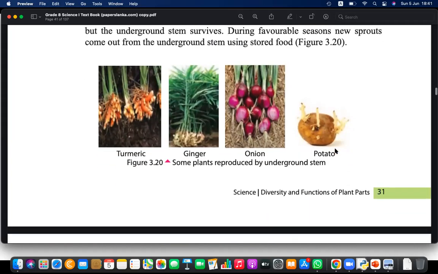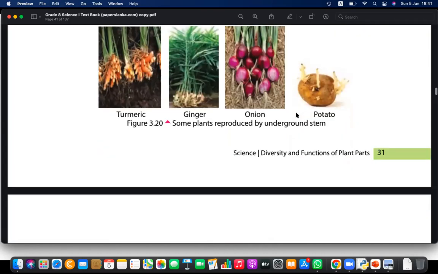Then these are some other examples. I said underground stems: turmeric, ginger, onion, potato. These are examples of underground stems. Potato, sometimes you might think this is a root. No, it's not a root. It is the stem, right? That is also a type of stem, like onion, ginger, turmeric. These are not aerial. These are underground.